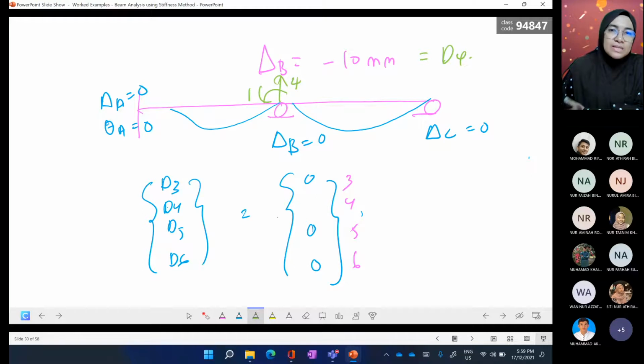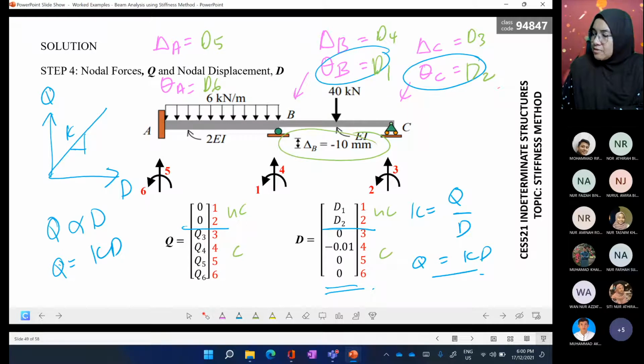Kita gantikan displacement yang 0 tadi dengan nilai displacement, nilai settlement. Okay, before this without settlement, value dia 0. That's why kita put 0 kat situ. Now, because of support settlement at position B, we have label S4. Okay, so D4 representing delta B, so we have to put at position 4 the value is negative 0.01 macam ni. Okay, that is why kita dapat dekat sini negative 0.01.